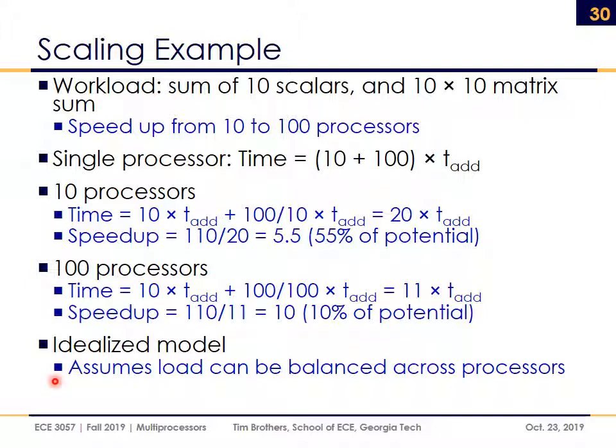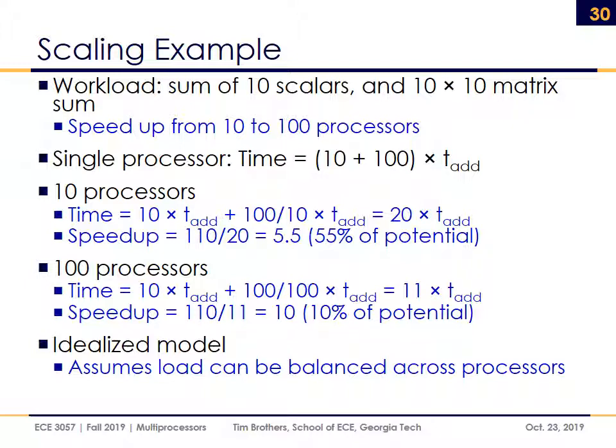Idealized model. Assume load can be balanced across all the processors. So ideally, we have this perfect setup where you can just take it and perfectly distribute it amongst everything, and you will get a divide by n style speedup.